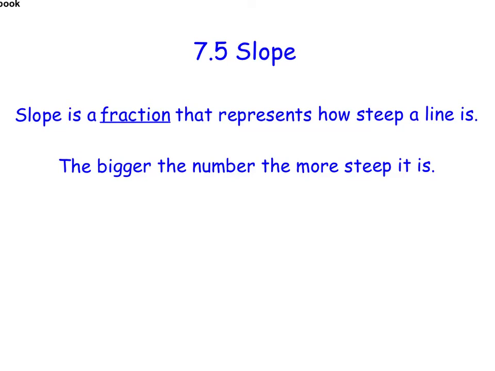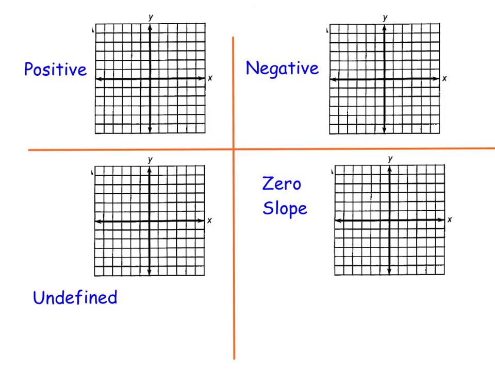Today we're going to talk about slope. Slope is a fraction that represents how steep a line is. The bigger the number, the more steep that line is. There are 4 different types of slope.